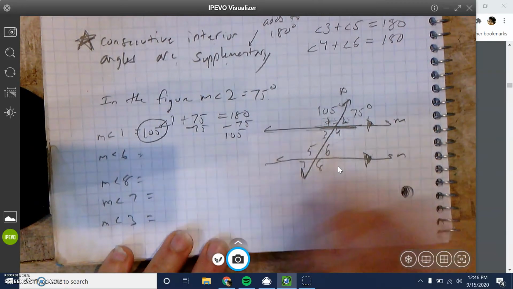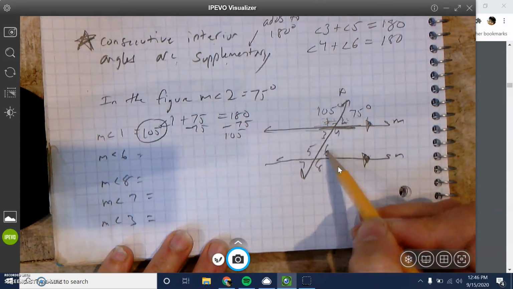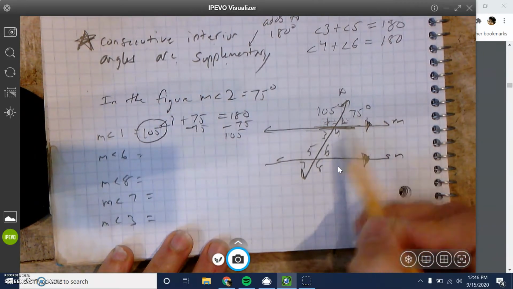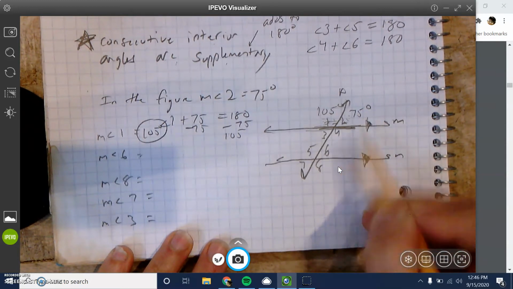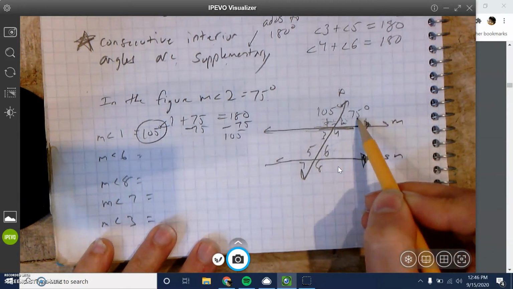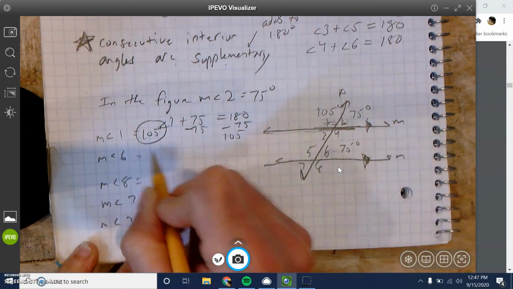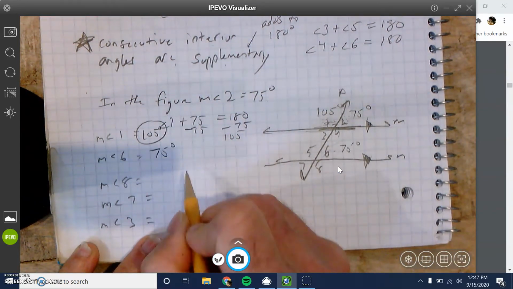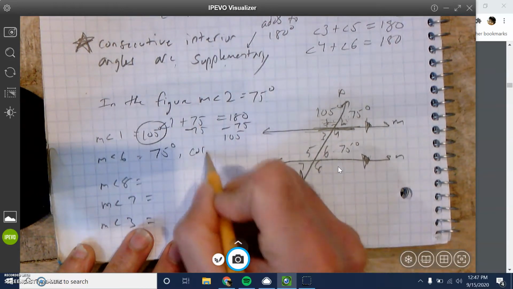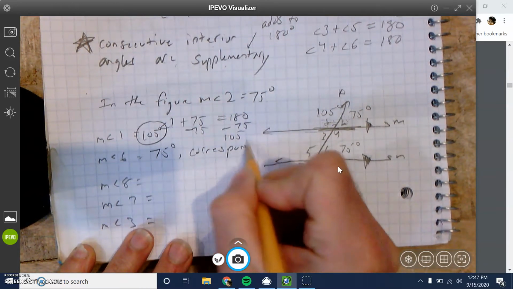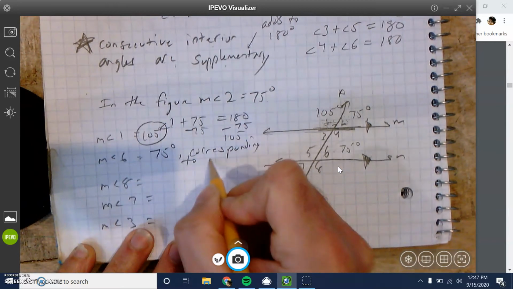All right. Angle 6. Ooh, what's the relationship? Yeah, corresponding. Angle 2 and angle 6 are corresponding. So if angle 2 is 75, angle 6 is also 75 degrees. If I want to put a reason, it's corresponding to angle 2.